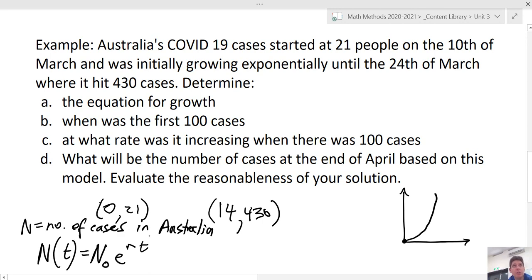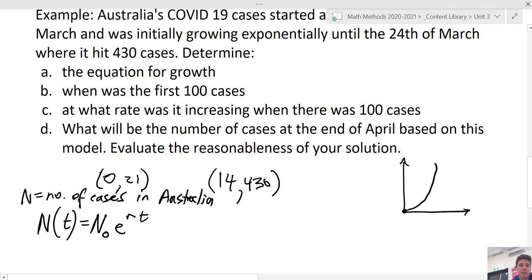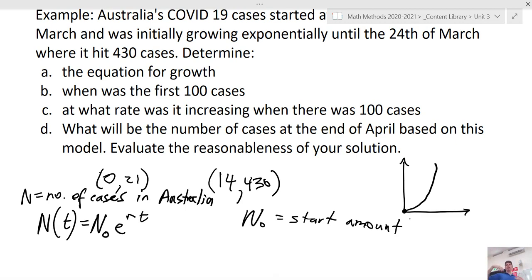So the time could be years, could be seconds, could be, in this instance, it is in days, okay? So number of cases is n, n0 is the start amount, and it's always the thing in front of e, okay? Because you think about it, e to the power of 0, like 0 times past, what's e to the power of 0? 1. So you're just left with n0 or p0 or whatever it is at the front. Does that make sense? So this coefficient in the front of e is always the start.